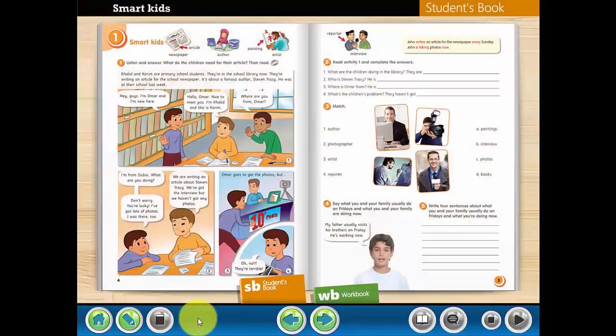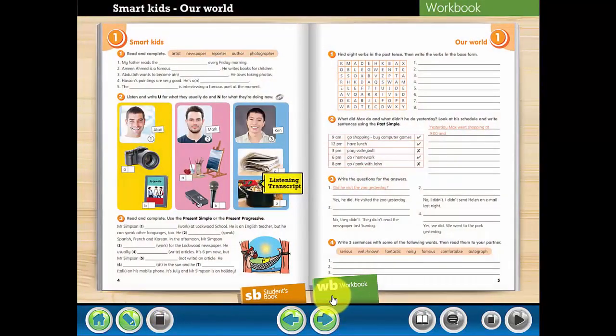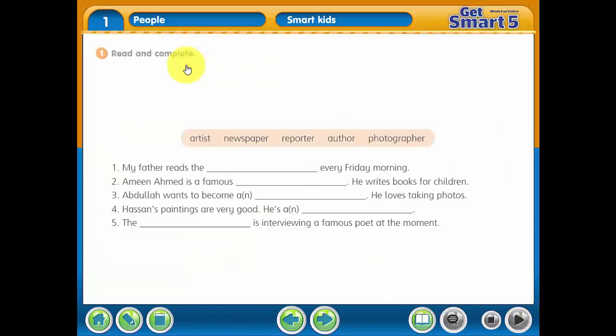Turn to workbook. روح لكتاب النشاط. Page 4. We have 3 activities. Activity 1. Read and complete. We have some words. Artist, newspaper, reporter, author, photographer. هذا كلها خدناه في الدرس. Number 1. My father reads the. أبي reads يقرأ the. يقرأ what? Artist, newspaper, reporter, author, photographer. That's good. Of course, he reads the newspaper. Every Friday morning. كل يوم جمعة في الصباح.